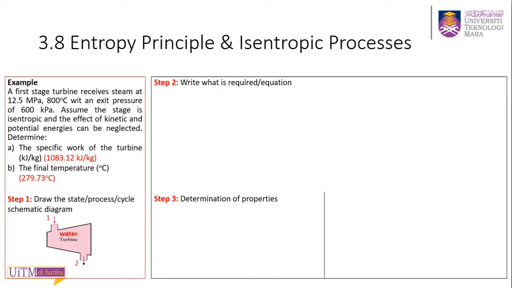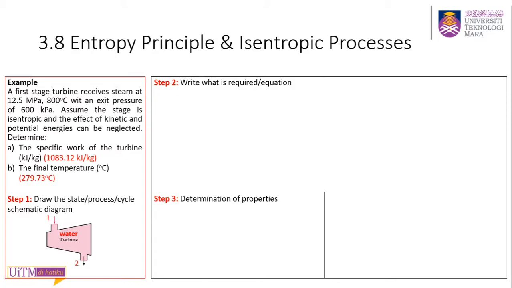In this example, we will look at the turbine. You can pause the video to read and understand the question properly. Now, from the question, we know that for state 1, the pressure is 12.5 megapascal and the temperature is 800 degrees Celsius. After an expansion process, the pressure is reduced to 600 kilopascal at the turbine exit, and also mentioned in the question is that the process is an isentropic process, meaning that entropy at state 1 is the same as entropy at state 2.